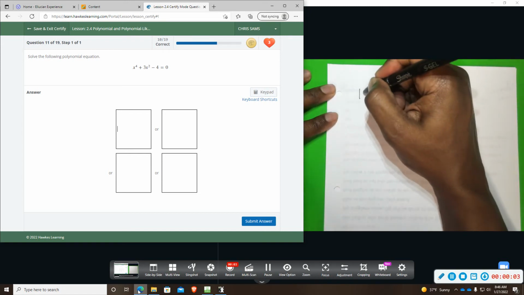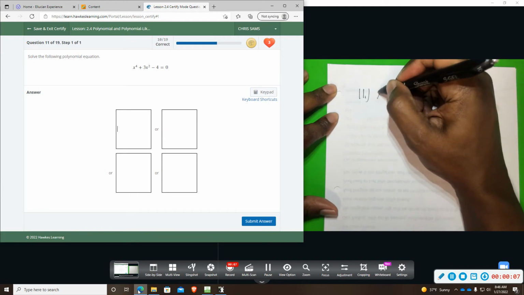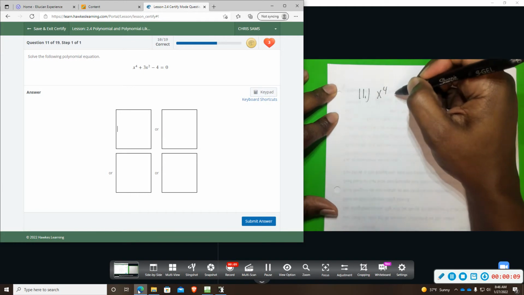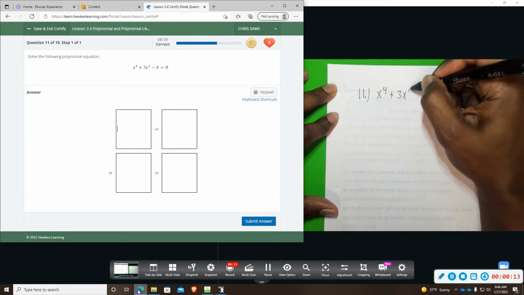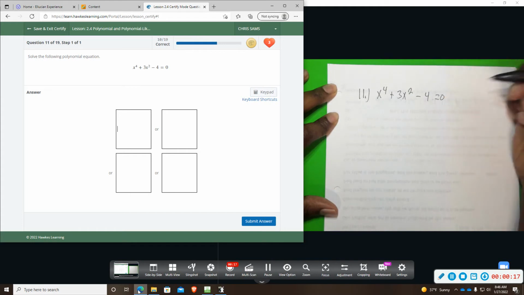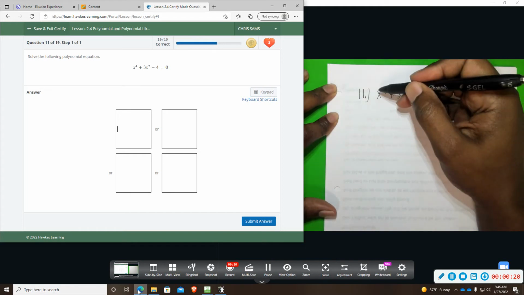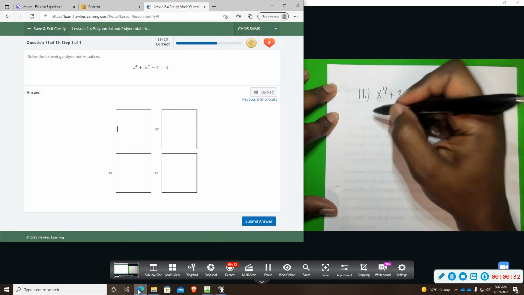Number 11, we have x to the fourth plus 3x squared minus 4 equals 0. So 1 times 4 will give us 4. Factors of 4: 1 and 4, 2 and 2. Looking for numbers that I subtract and give us 3. That'd be 1 and 4.